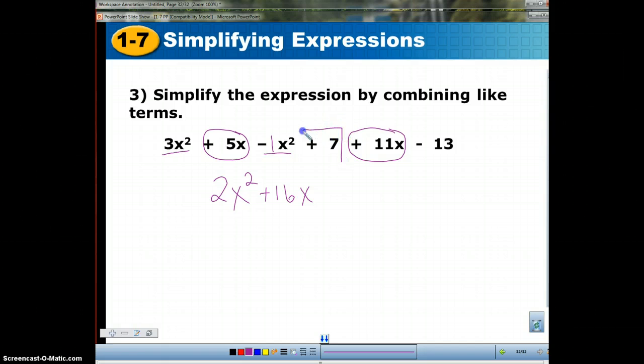Here I have a plus 7, a constant. It does not have a variable. And a minus 13 does not have a variable. It's also a constant. So I can combine these together. A positive 7 minus 13 is minus 6. I have simplified that expression by combining like terms.